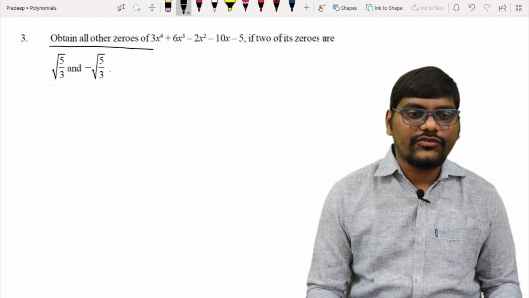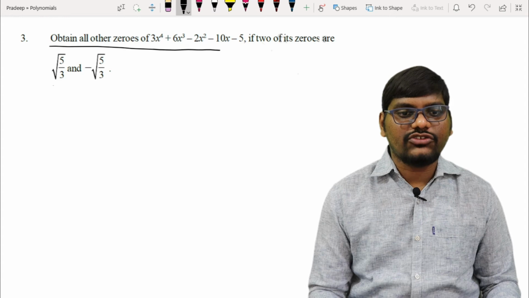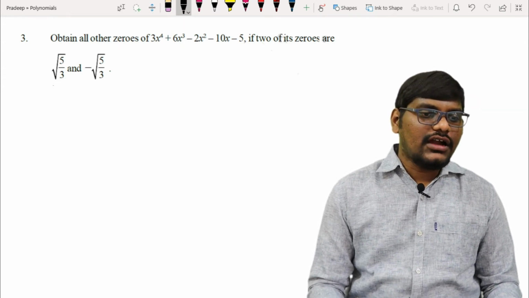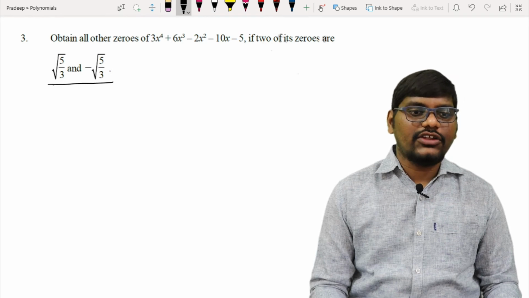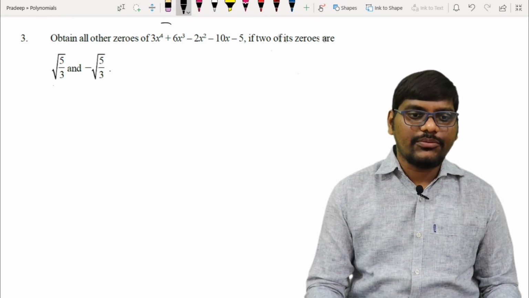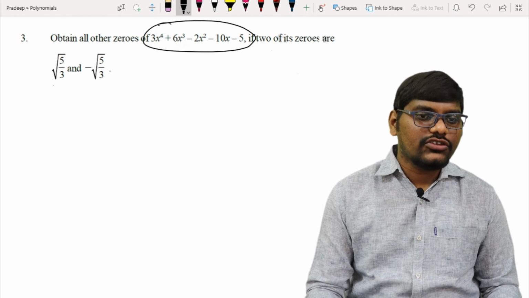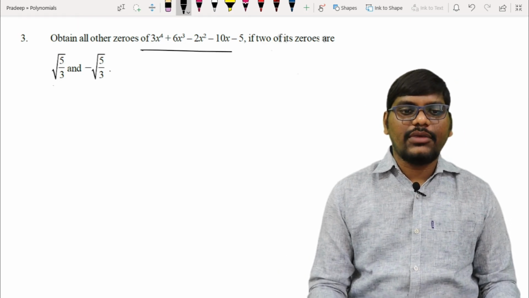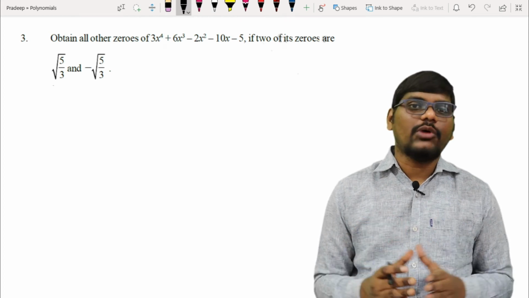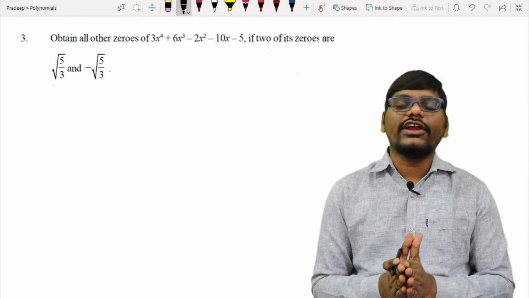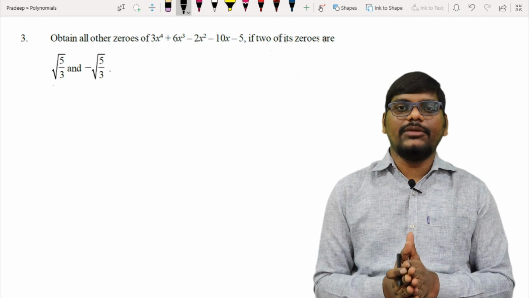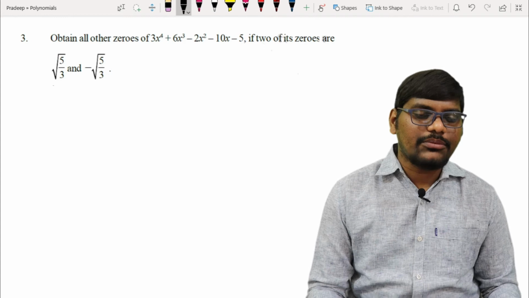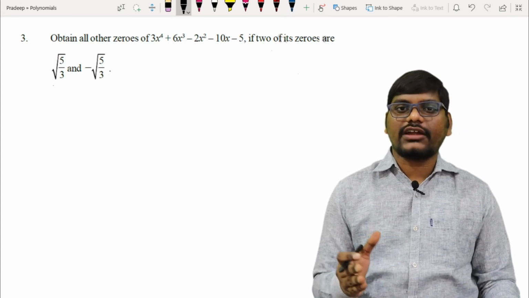Obtain all of the zeros of 3x power 4 plus 6x cube minus 2x square minus 10x minus 5, if two of its zeros are under root 5 by 3 and minus under root 5 by 3. This is the polynomial. This polynomial has power 4, so we should find out the zeros of the polynomial. Zeros, in the sense, we should find out the factors of that polynomial. Because the power is 4 for this polynomial, we'll be getting 4 factors.